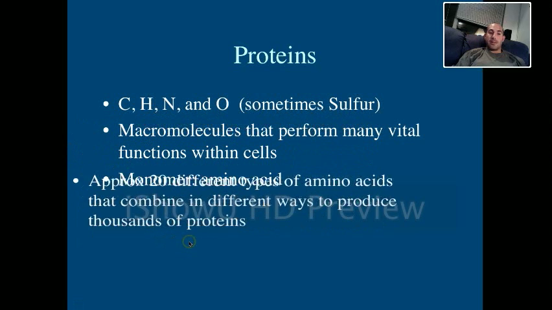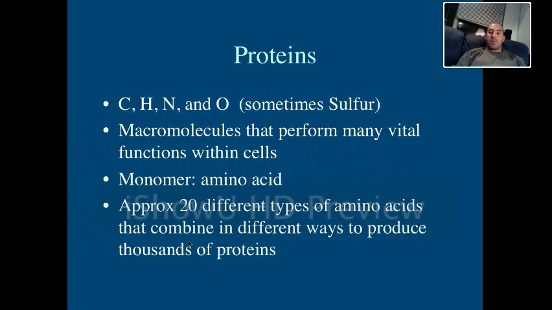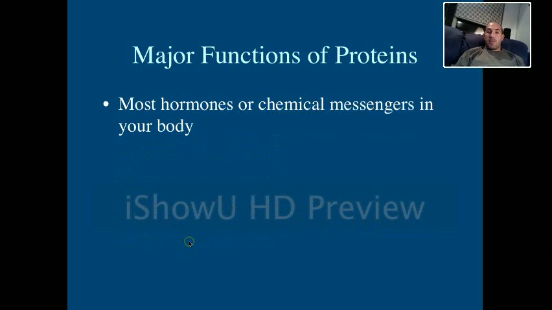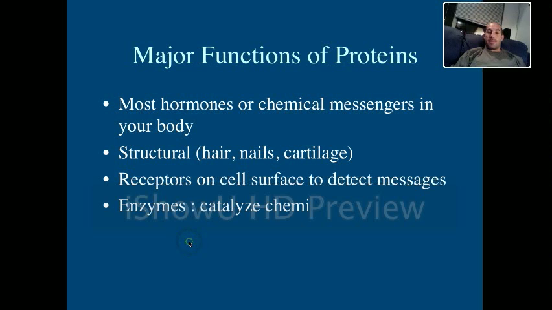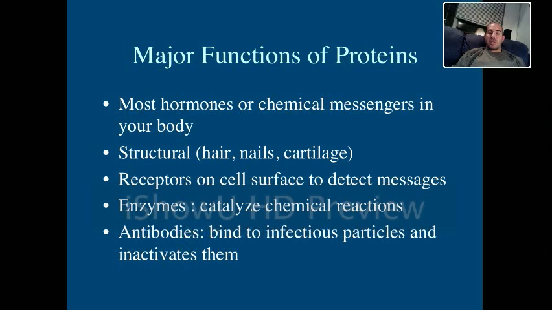So there are 20 different types of amino acids, and if you recall, there are 20 different R groups. The R group is one of the 3 parts that we need to memorize of a protein. The major functions of proteins: they're hormones or chemical messengers, they're structural with hair, nails, and cartilage, they're receptors that help communicate, enzymes that catalyze chemical reactions, and antibodies that fight diseases.